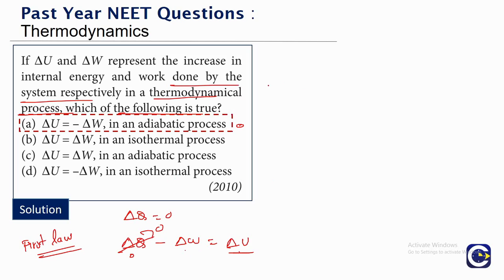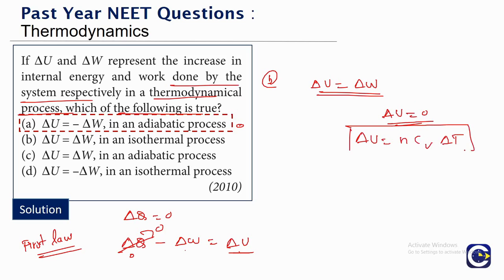Look at option B. So we'll also check the other ones. Option B is saying delta U is equal to delta W in isothermal process. Isothermal process means delta U is actually 0 because temperature remains constant. If you take an ideal gas, delta U is equal to n Cv delta T, the change in the internal energy. So if the temperature remains the same, which is what happens in the isothermal process, delta U will be 0. So this is not correct.